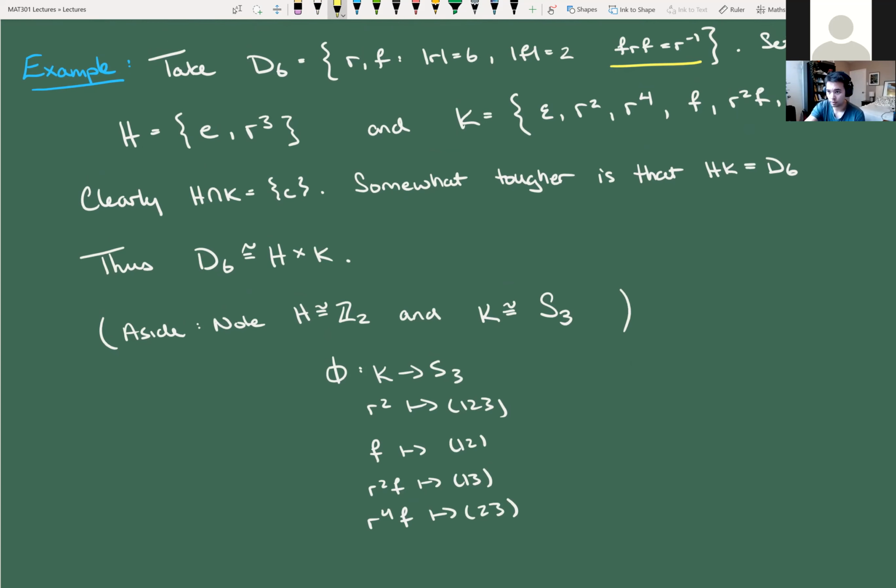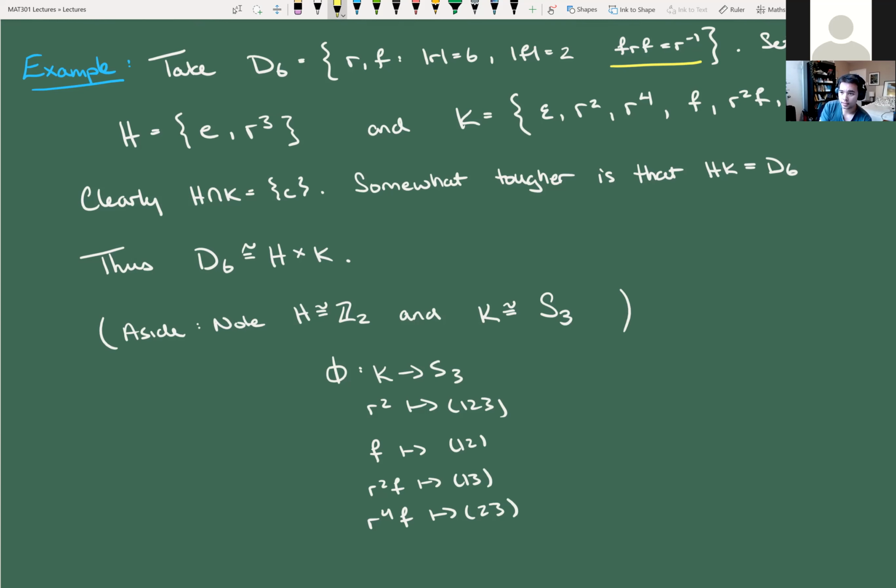Like obviously F squared is the identity. Is R squared F equal to the identity? Yes, multiply it by itself and then just keep using that identity over and over again in order to show that everything cancels out and you get the identity. Okay, so that's not a hard exercise, but if you want to do it, check. This is in fact an isomorphism between K and S3. So this is cool, right? I think that this is really, really nice.